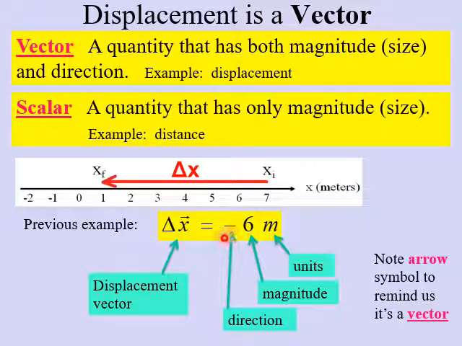The sign, remember the minus sign, told us the direction of the vector. The minus sign meant the vector pointed to the left, as shown here in the graph, going in the negative direction. The magnitude of the vector is 6. And 6 what? Well, 6 meters. So remember, in physics, everything has units, including vectors. So our displacement vector carries the units of meters. So our displacement vector is negative 6 meters.